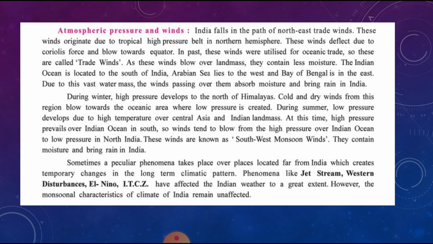Sometimes peculiar phenomena take place over places located far away from India, which create temporary changes in the long-term climatic pattern. Phenomena like the jet stream, western disturbance, El Nino and ITCZ affect the Indian weather to a great extent.